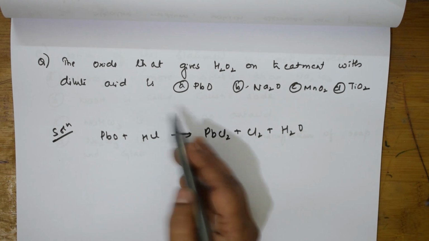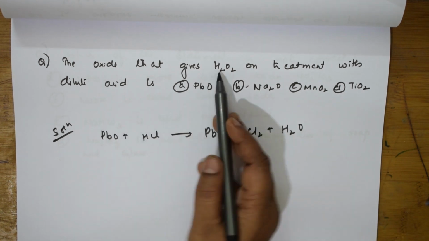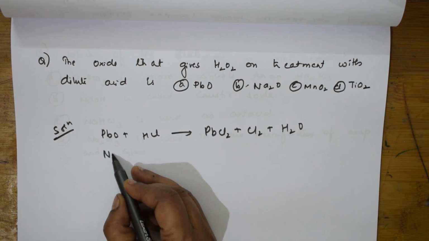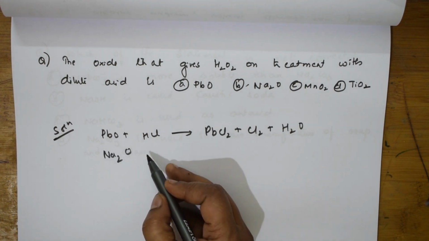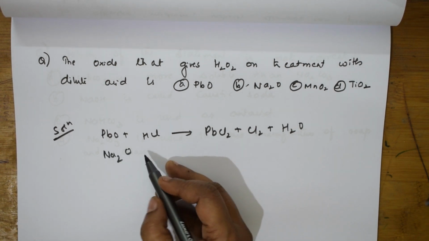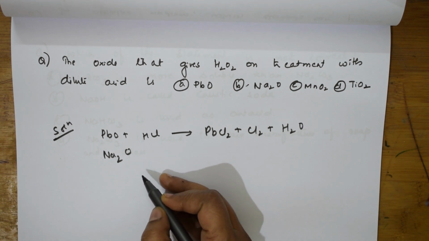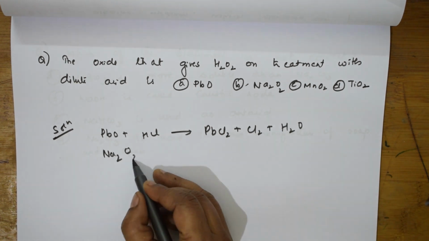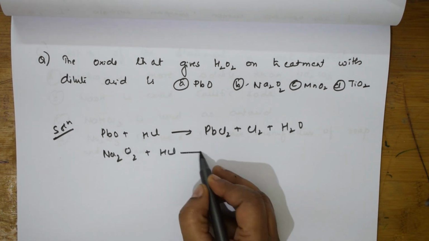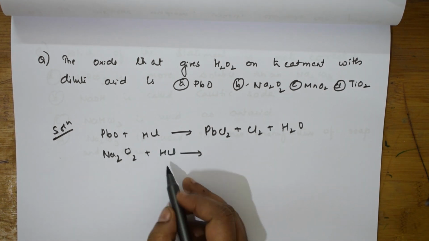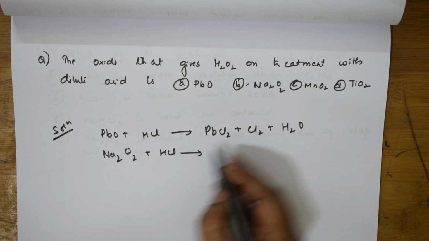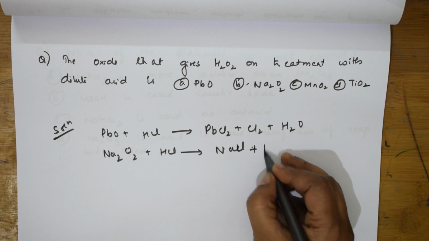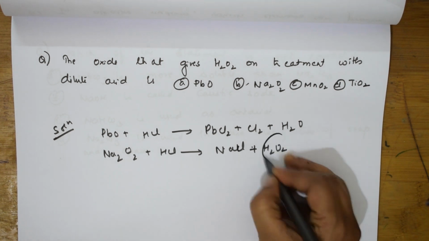First one. Second one, what do they want? The oxide that gives hydrogen peroxide. No, hydrogen peroxide is not evolved from here. Let us see with Na2O. Na2O2 it should be, right? Yes. Na2O2 plus HCl. What does it give? NaCl plus hydrogen peroxide. Okay, our hydrogen peroxide is there here.